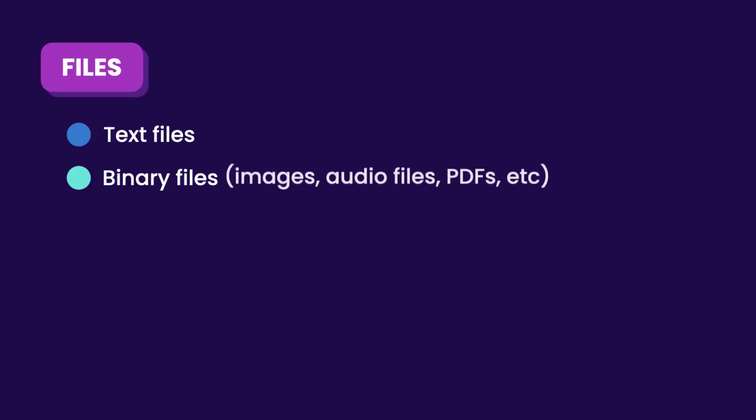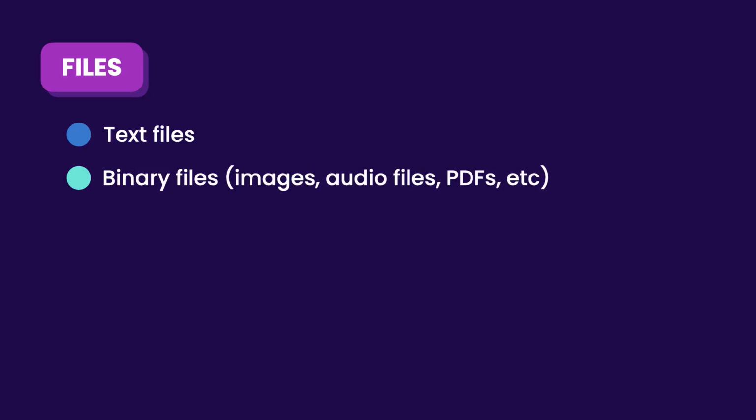So there are two ways to store data in files. We can store data as text in text files, which is what we have done so far, but we can also store data in binary files. Examples of binary files are images, audio files, PDFs, and so on.